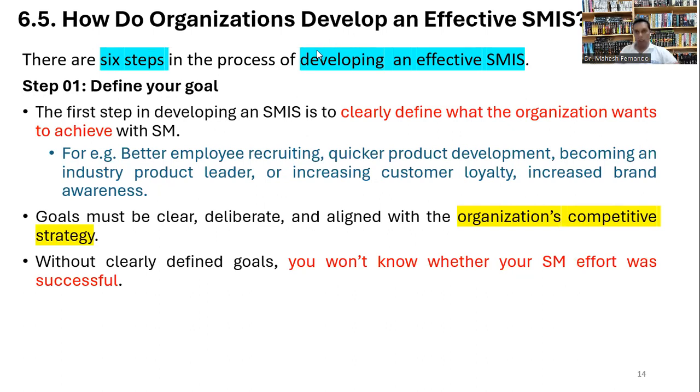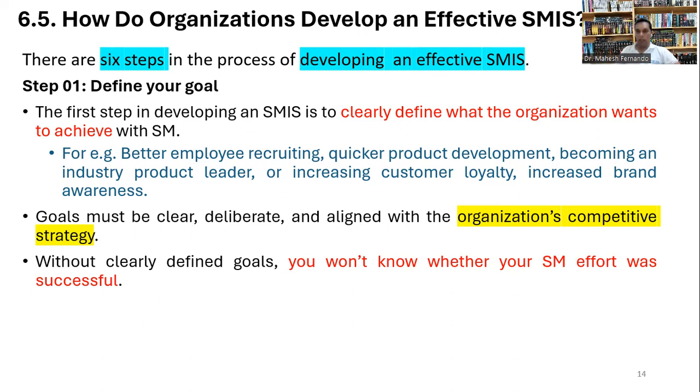You need to have a goal in creating an effective social media information system. The first step is to clearly define what the organization wants to achieve with social media. We have to have a good idea of the goal of the organization. For example, better employee recruitment might be a goal, or quicker product development, or becoming an industry product leader, or increasing customer loyalty or brand awareness might be the goal of the organization.